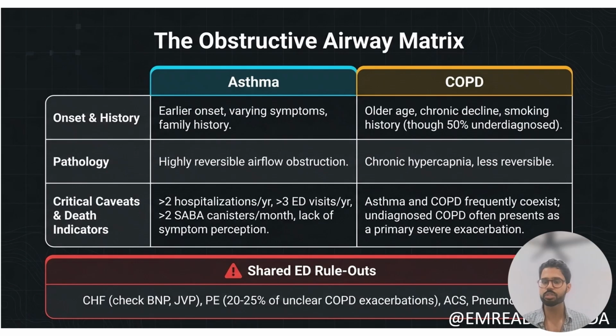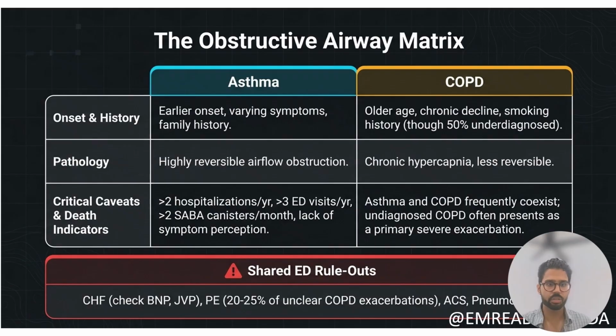Pathology, highly reversible. So asthma, you can oftentimes reverse it with pharmacological agents, inhalers. COPD is usually, pathologically speaking, less reversible, and oftentimes you have chronic CO2 retention, so chronic hypercapnia.